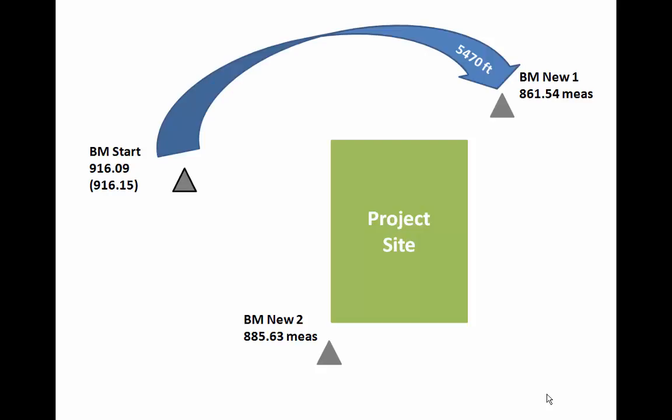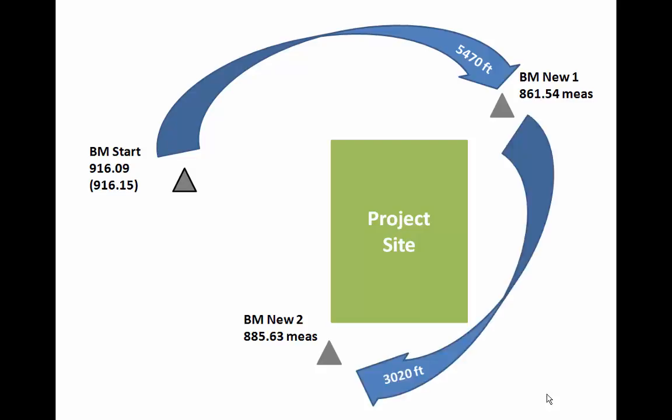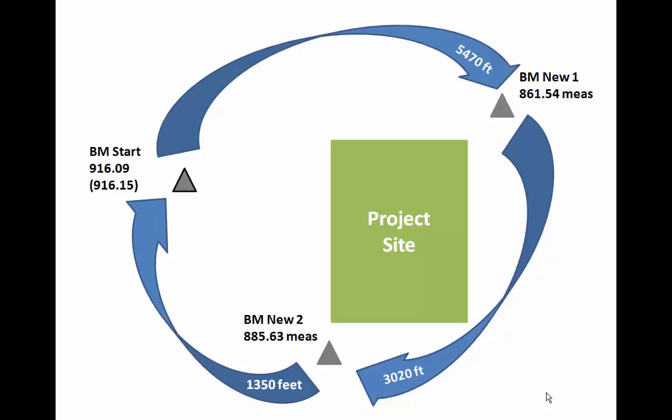One of the things that we can get from our 3-wire leveling methods is the distance from benchmark start to benchmark new 1, and from new 1 to new 2, and from new 2 back to start. So those distances are 5,470 feet, 3,020 feet, and then 1,350 feet in sequence. And those total to 9,840 feet. That is our circuit length. One of the 3 methods mentioned in the last lecture for distributing the error in a level circuit like this is to distribute it based on the distance, the cumulative distance through the circuit for each benchmark.